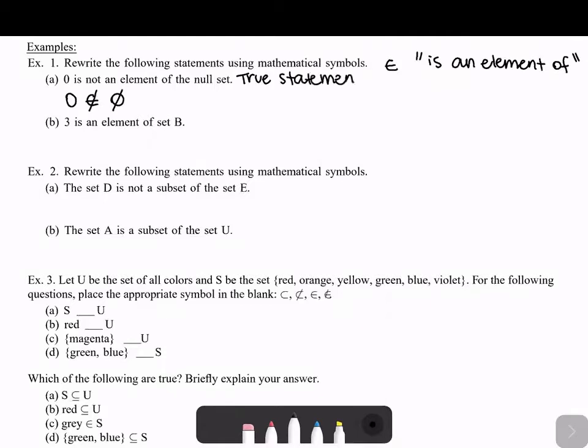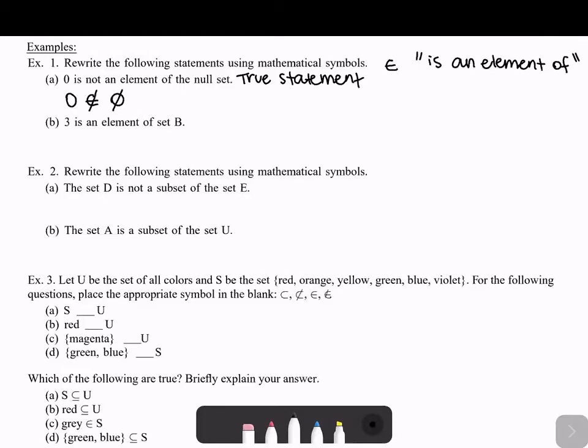One thing to keep in mind with the empty set: remember that the empty set has no elements, so nothing is an element of the null set. Although the cardinality, the number of elements in the null set, is 0 because there are none, 0 itself is not an element of the null set. Just in case there's any confusion there.